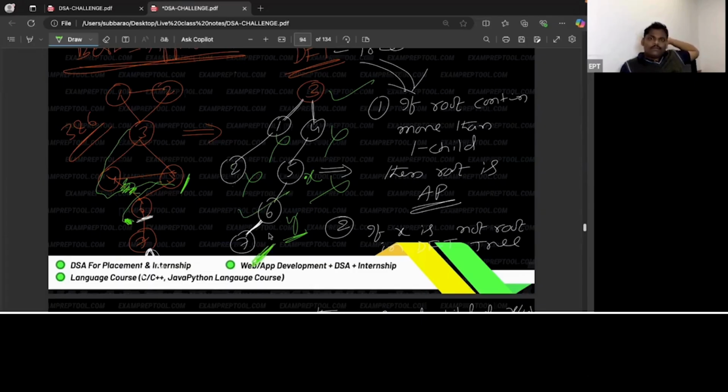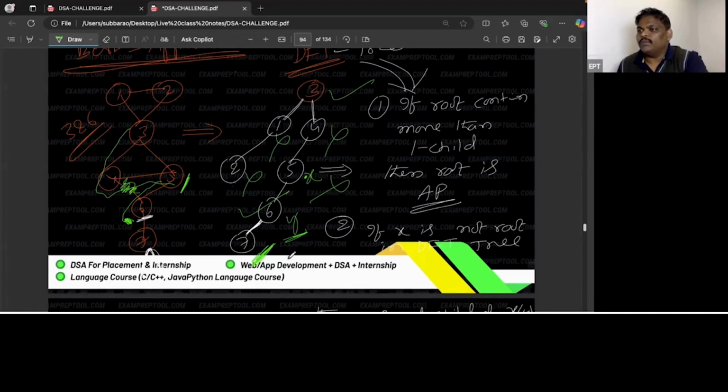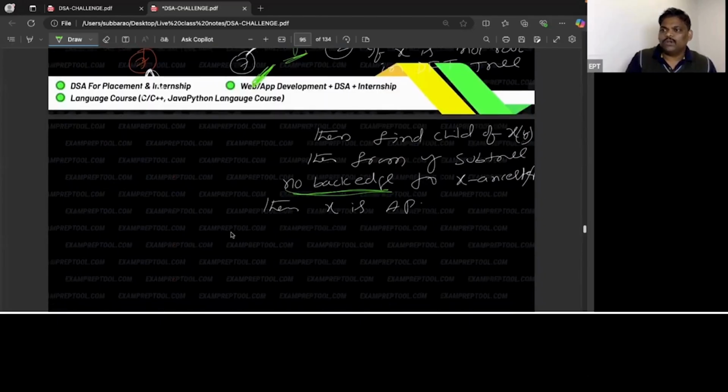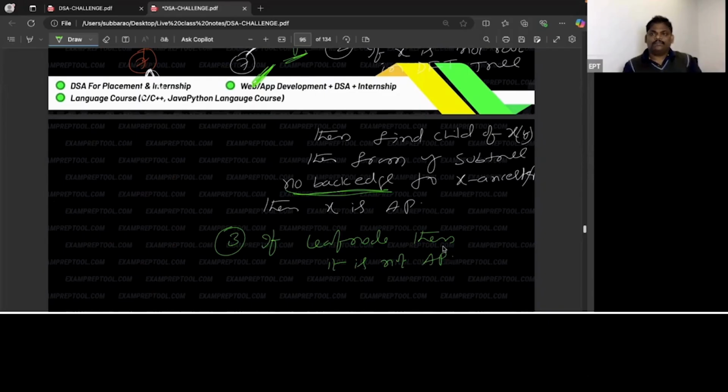Leaf node means what? Only one person. If you delete that, no problem. So try to understand, these are the rules. If the root contains more than one child, then the root is an articulation point. If x is not a root, these conditions should be satisfied. A leaf node cannot be an articulation point. So the third point, if you want, you can write: if leaf node, then it is not an articulation point.